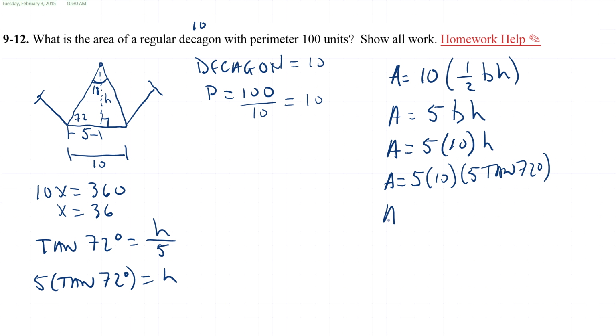All right, and so now it's just a matter of let's multiply it all together. Make sure your mode is in degrees. So 5 times 10 times 5 times the tangent of 72, which is 769.42. And it doesn't give me units, so I'm just going to say units squared.